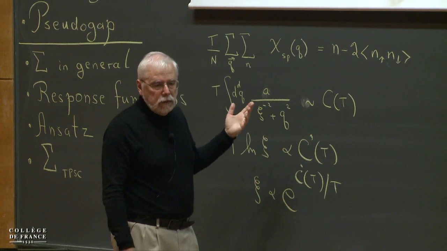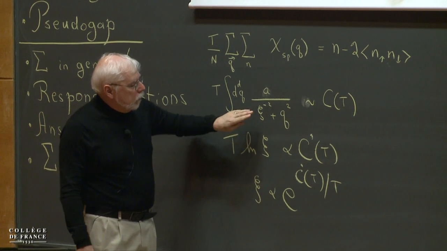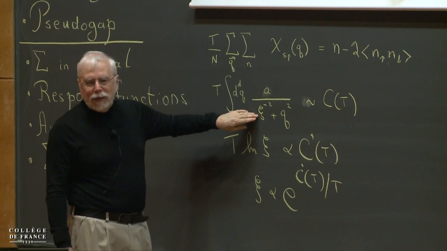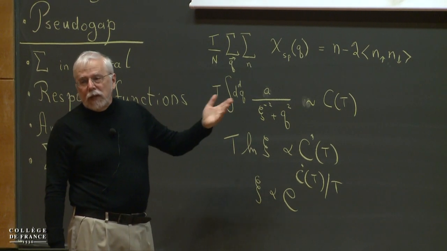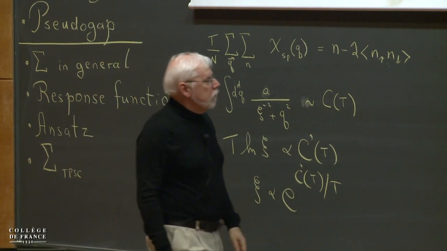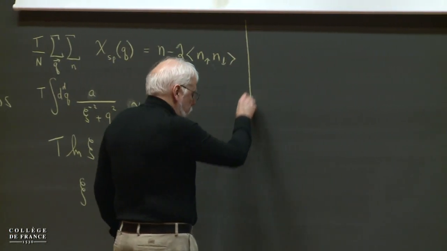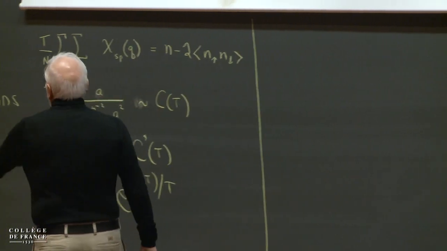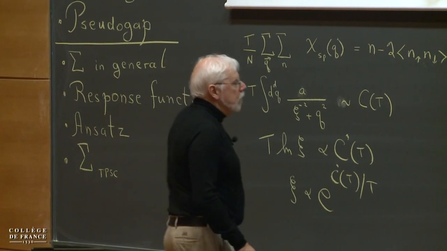In 3 dimensions, the integral is convergent even with xi^-2 equal to 0. So you can get a finite temperature transition. Okay, so that's enough for Mermin-Wagner. Now, what about the pseudogap?